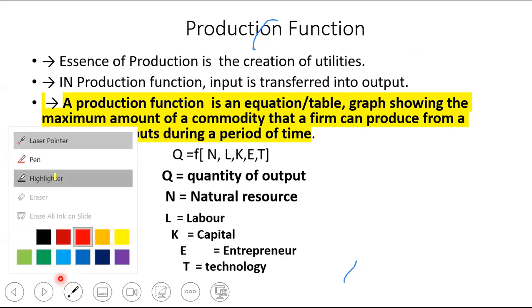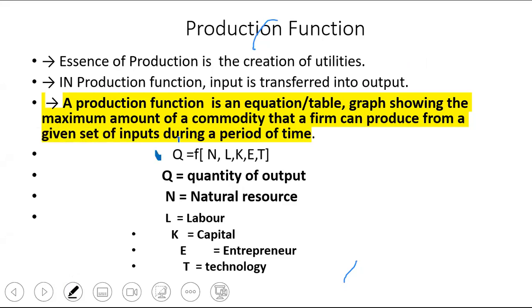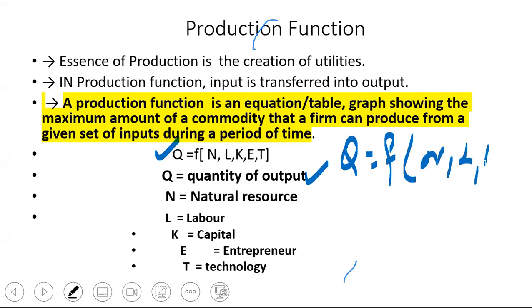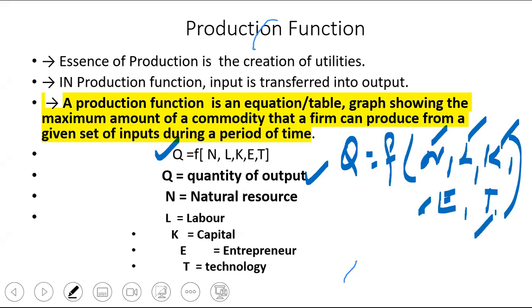Now see how I have marked the production function. You can also take down Q is equal to f of N, L, K, E, T. Q means quantity of output, f of N, L, K, E, T. What is N? N is the land, natural resources. Children, you take down. N is the land. L is labor. K is capital. E is entrepreneur. T is technology. I am repeating. Q is the function of N, L, K, E, T.